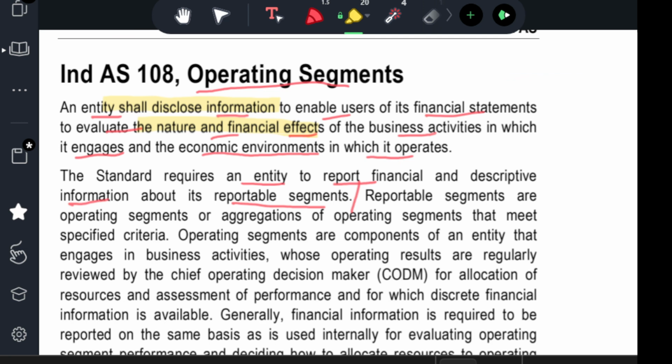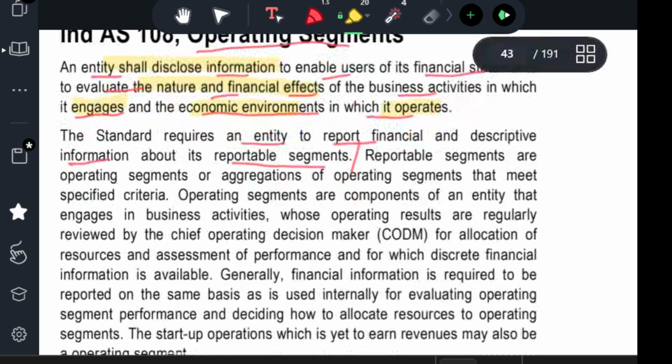That is the first point: the operating segments in which they engage and the economic environment in which they operate. So whatever operation they do, that is their sales, their purchases, the activities they do to earn the income, in that way the user of the financial statements will be able to evaluate that. That is a major scope of any business to be done.